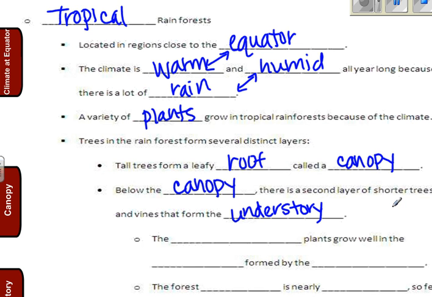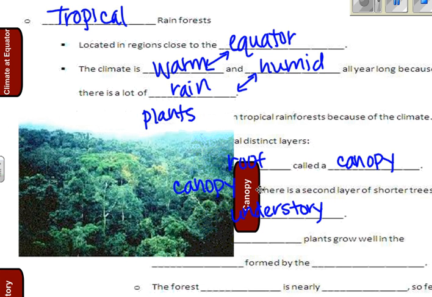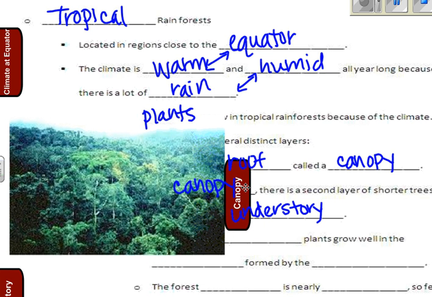The understory. So think of it as under the canopy, the understory. So let's take a look at what the canopy looks like. Okay, this is a picture of the tropical rainforest canopy.